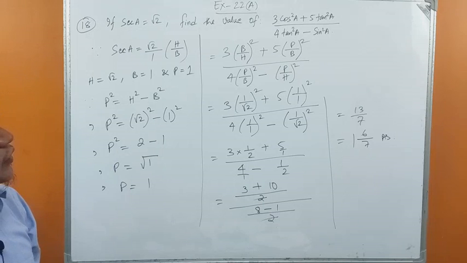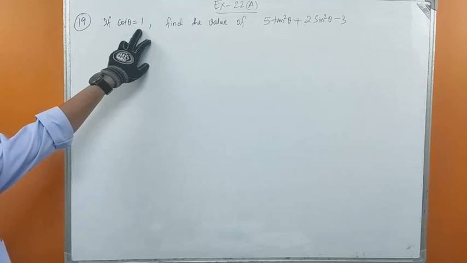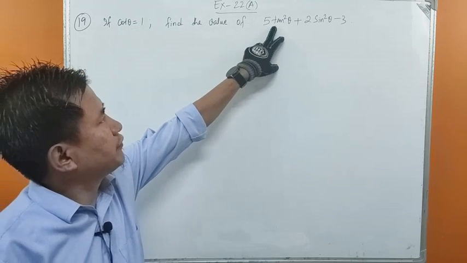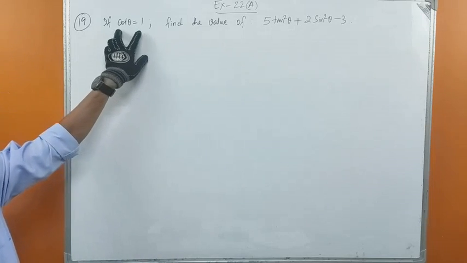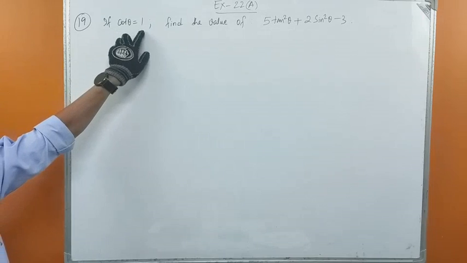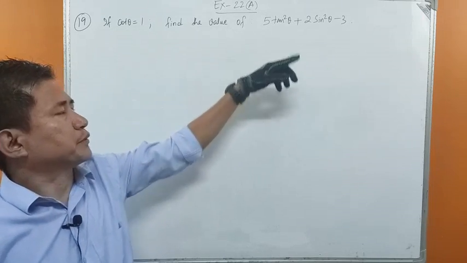Now let us do the next question. Question number 19. If cot theta equals 1, find the value of 5 tan square theta plus 2 sin square theta minus 3. Okay, the value of cot theta is given to us, cot theta equals 1. We are asked to find the value of this expression.